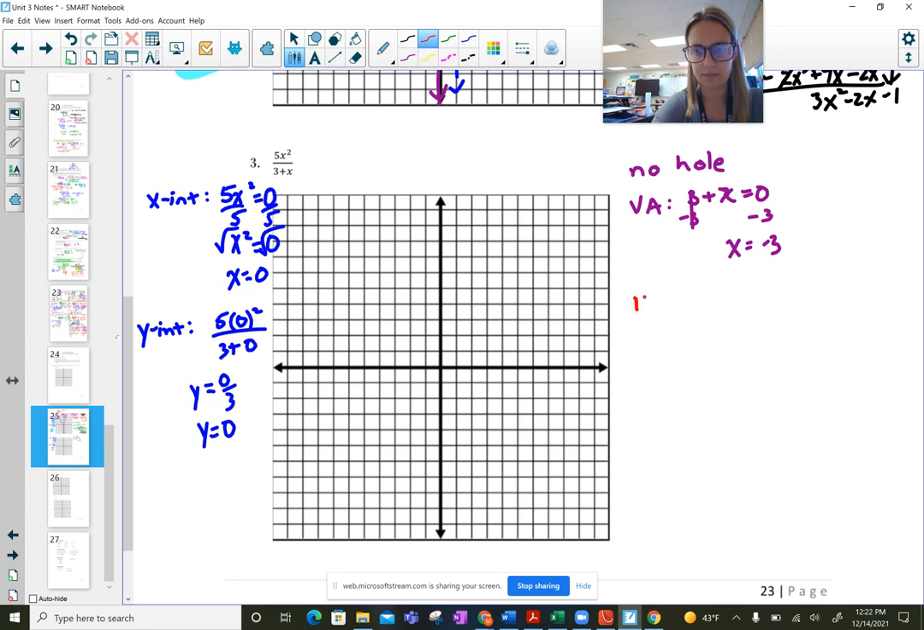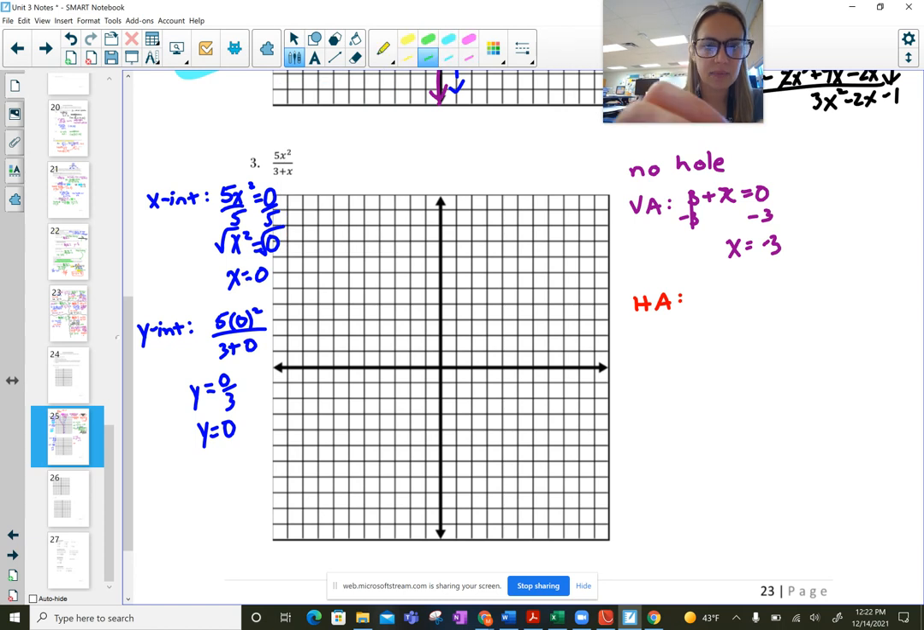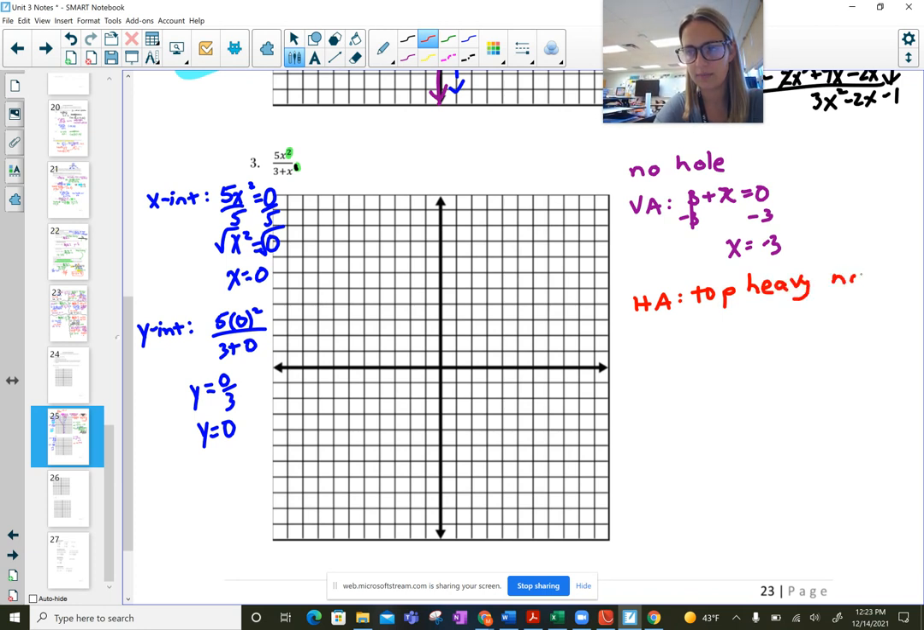Horizontal asymptote. Now, the degree on the top is 2, and then the degree on the bottom is technically the 1, because remember, degree just means the highest exponent of each. So this is going to be top heavy. So when you're top heavy, there's no HA.